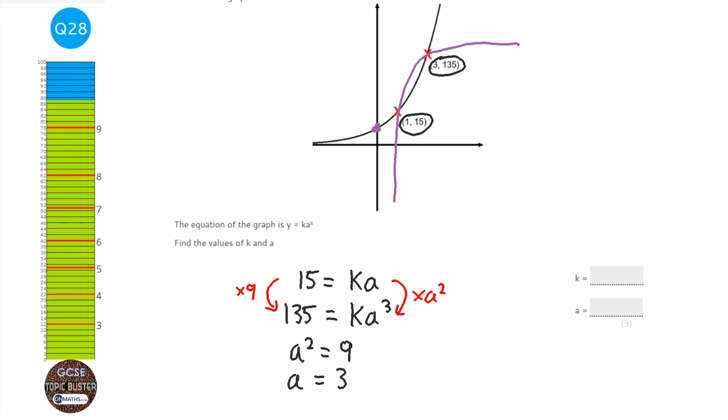If this was us, it's normally going to be a positive, but having said that, it might not be. So anyway, I then use that a in the first equation, so 15 equals k times a, well that's going to be 3k, and then divide both sides by 3, and you get k equals 5. So k equals 5 and a equals 3, and I just need to check that. So let's do the second equation, so 5 times 3 cubed. So 5 times 3 cubed is 135, so I know I've got it right.